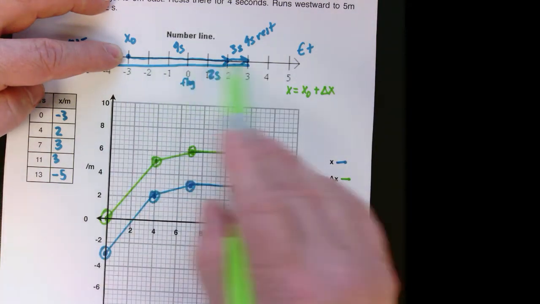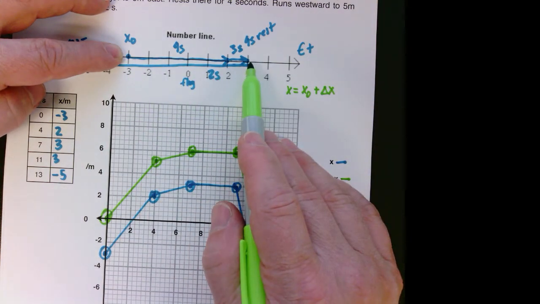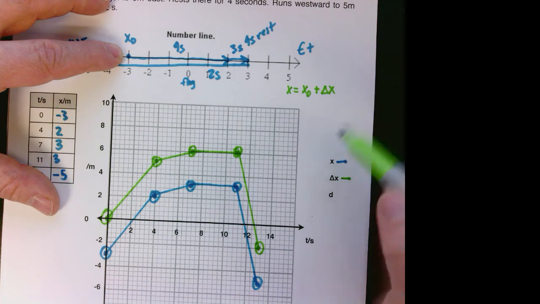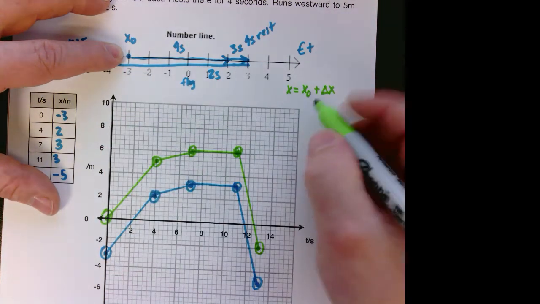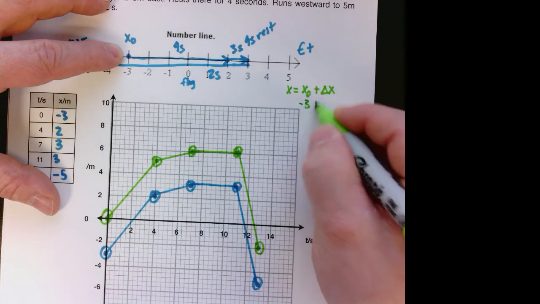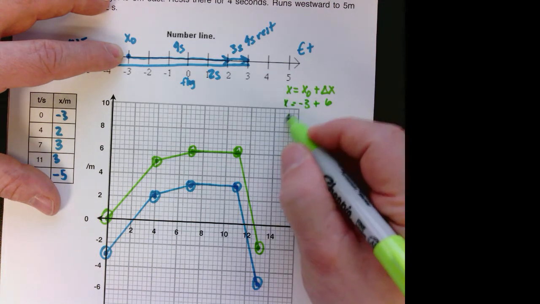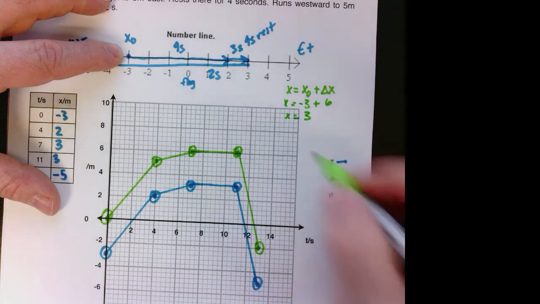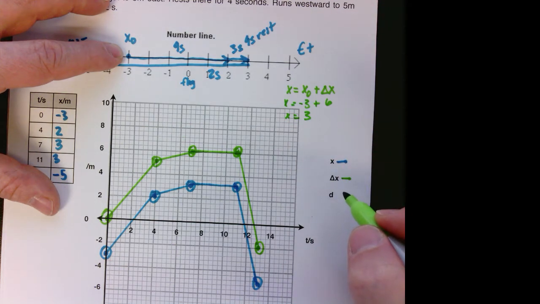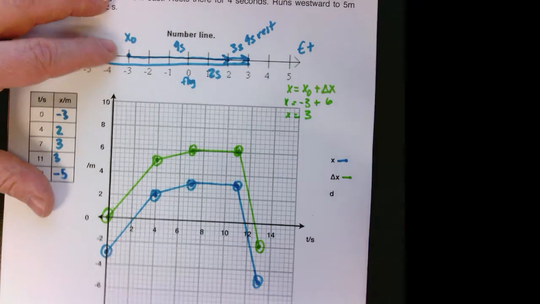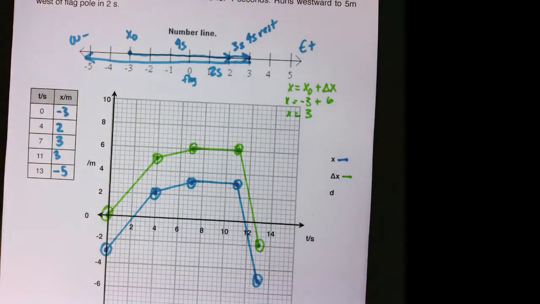We can see it visually. So minus 3 plus 6, you can see the x equals 3. That is the position at time equals 7. So those two are related simply by a shift of the initial, or correction because of the initial position.